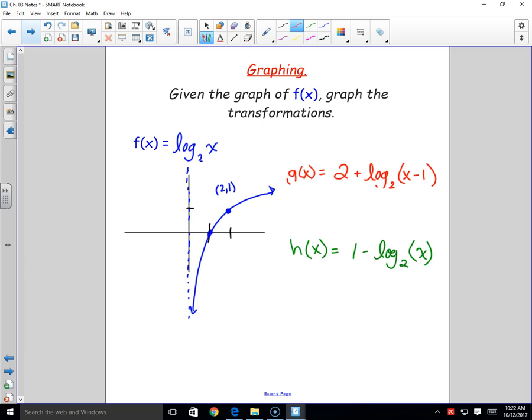Okay, I'm just looking around because I don't remember who called it last time. Rebecca, how would you verbalize what changed in g? It went 2 up and 1 right. Got it. Shift up 2 and right 1.